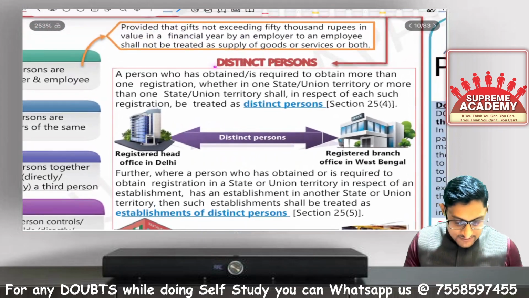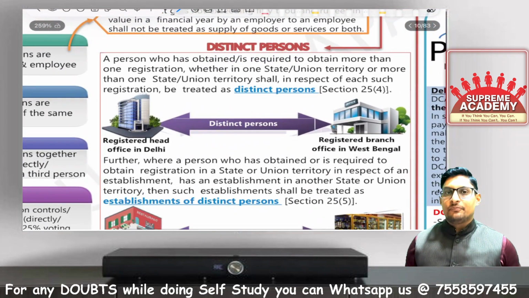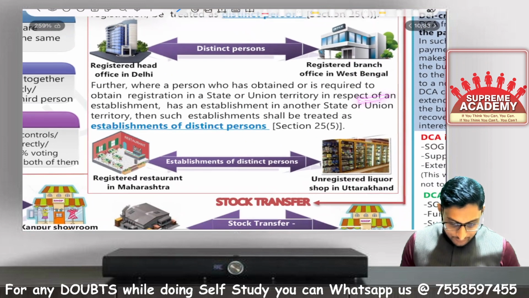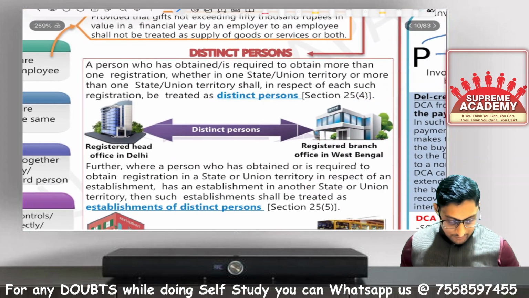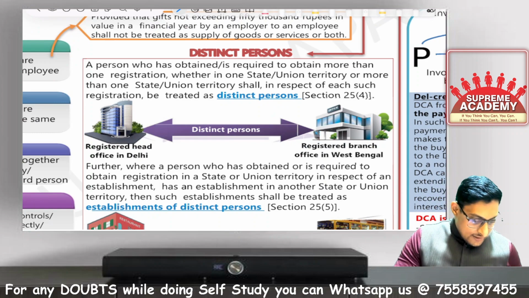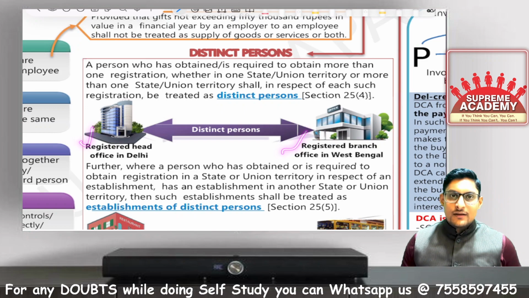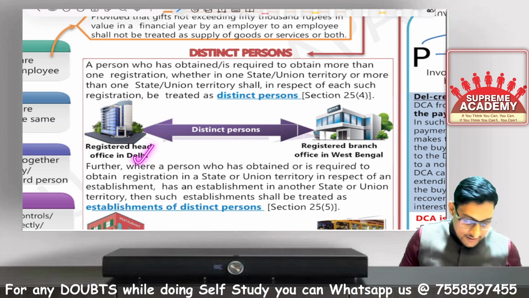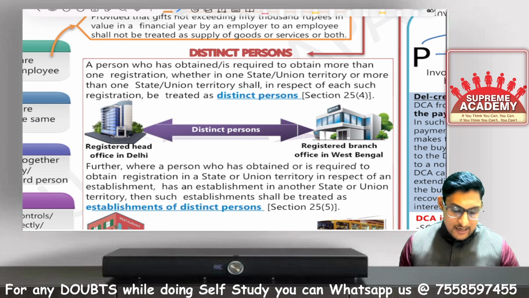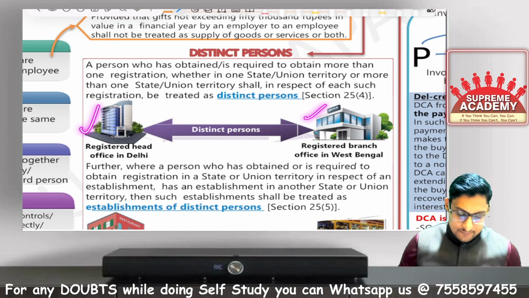Now, talking about the distinct person. Sir, what do you mean by distinct person? There are two examples of distinct person under sections 25(4) and 25(5). Number one, when you are doing the same nature of business and you have different registrations. Say your head office is registered in Delhi and the branch is registered in West Bengal. You have different registrations but the same nature of business. Then, whether single PAN or different PAN, this will be termed as distinct person.